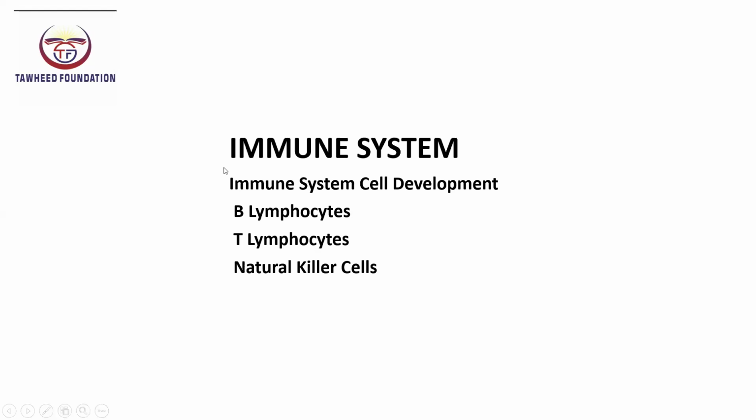Before we get into the details, let's understand these terms. Our immune system is like the body's personal defense army. It protects us from bacteria, viruses, and other foreign invaders. To do this effectively, it relies on specialized cells that are trained to recognize, attack, and remember these threats. Among these immune cells, B cells, T cells, and NK cells play the most crucial roles. Each of them develops in a specific organ, has a unique function, and contributes differently to keeping us healthy.